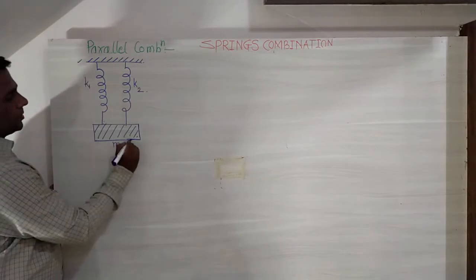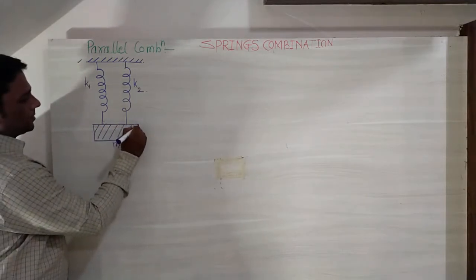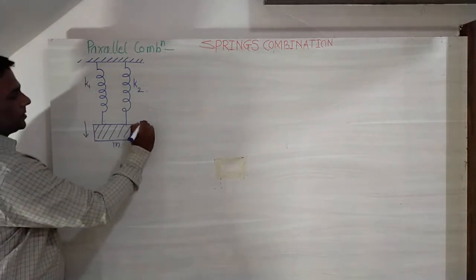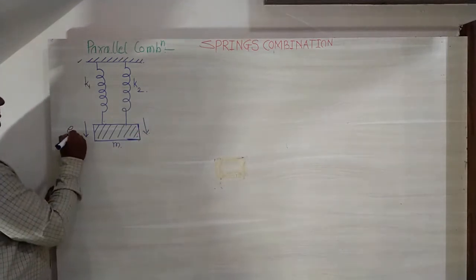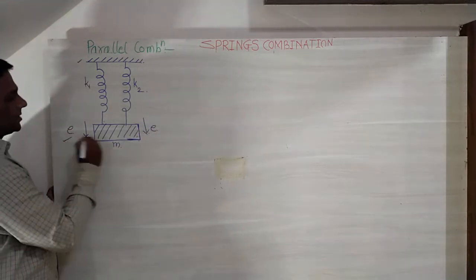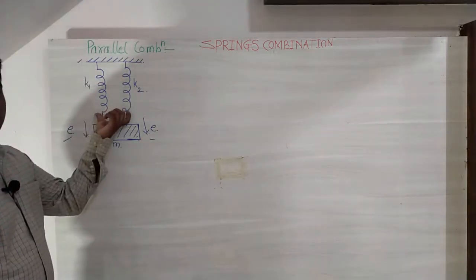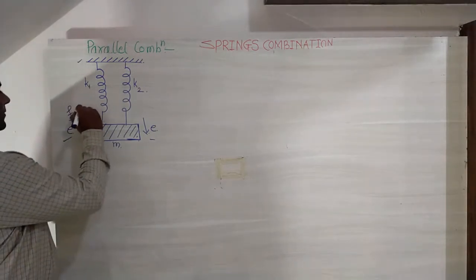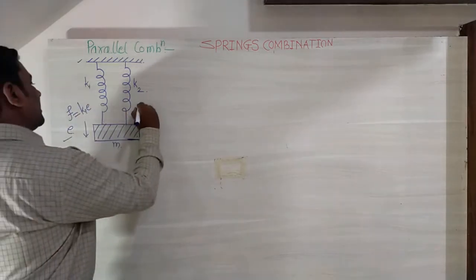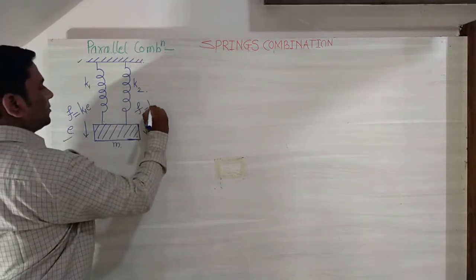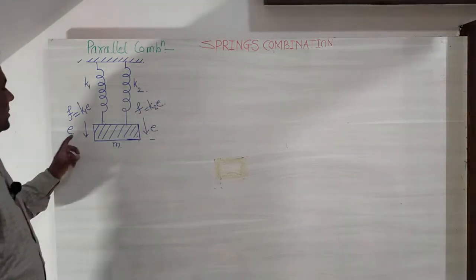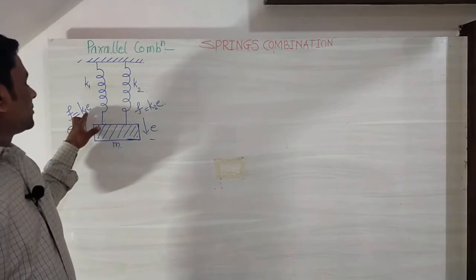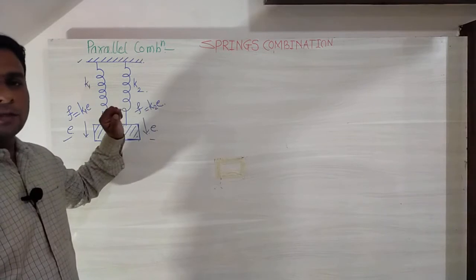Due to a common stretching force, the extension produced in both springs is the same, that is e. Extension is the same in both springs in a parallel combination. So stretching force is equal to what? F is equal to K1 e, and in the other spring F is equal to K2 e. Extension is the same, and stretching force F is equal to K1 e and F is equal to K2 e.